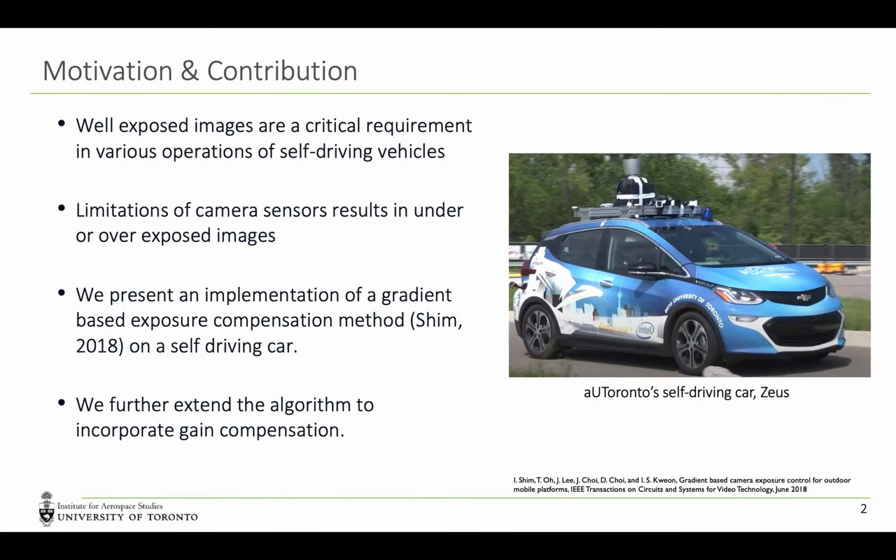Cameras are used in self-driving cars for various tasks like object detection, visual odometry, SLAM, etc. Hence, well-exposed images are an essential prerequisite for these operations. However, this is typically not achieved due to limitations of the camera sensors. So in this work, we present an exposure compensation method for self-driving cars. We implement this algorithm on AU Toronto's self-driving car ZS as shown in the figure.